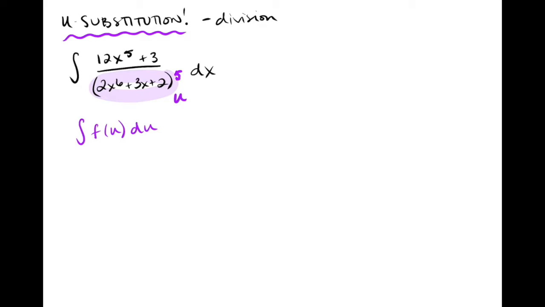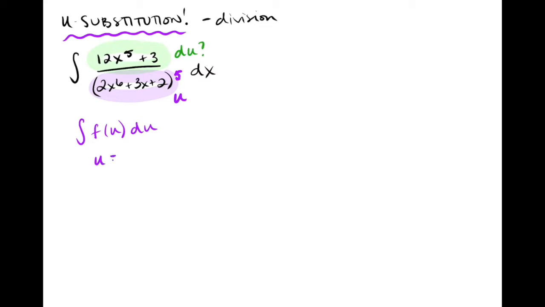But we also have this 12x to the 5th plus 3 that looks like it might just be du, or related to du. Because if we take the derivative of my purple function, we can see that it is my green function. The derivative of 2x to the 6th is 12x to the 5th. The derivative of 3x is 3, and the derivative of 2 is 0. So I'm looking right now at ways that I might be able to set this up.